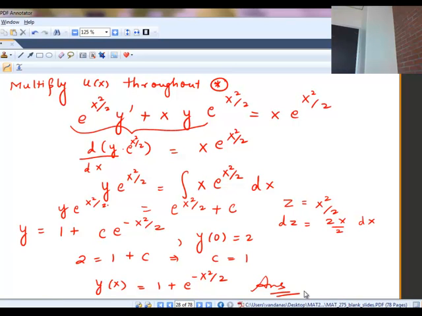Okay, so this is the whole key here. How can we merge the left hand side two terms into just a single function? This is the key for a first order linear differential equation.